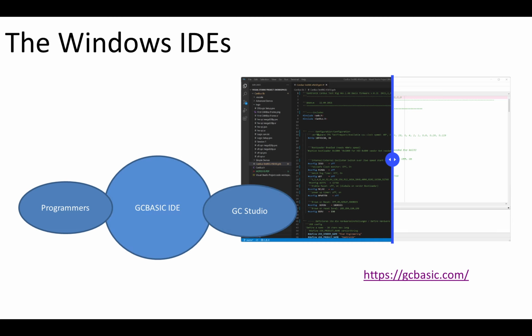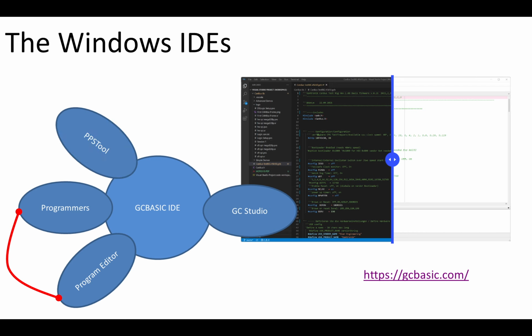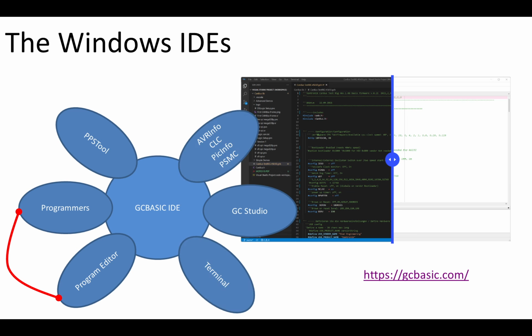It's not hard. We have the GCBASIC IDE called GC Studio, and that is a great piece of software, and it manages the total environment, allows you to do so many things at the higher level before you start editing. We've got program editors. We've got things like PPS tool. We have AVRInfo, PICINFO, version of CLC, terminals, all installed with the IDE. It's a full programming environment. You shouldn't have to go hunting around for everything.